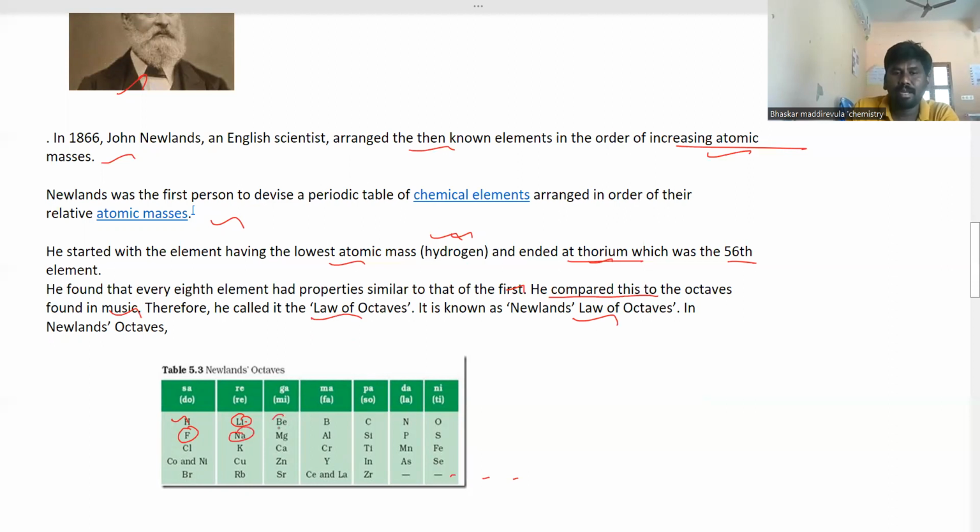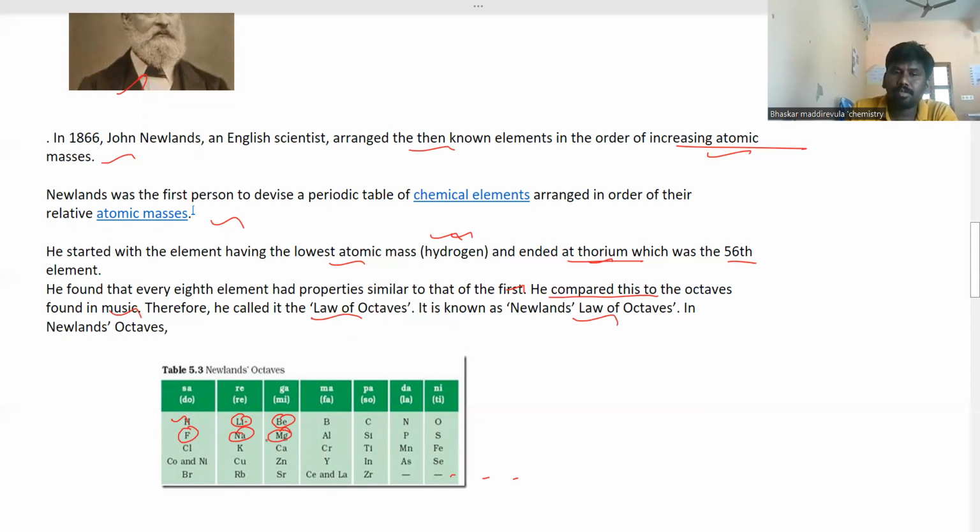In the same way, beryllium is the first element, you start from the first element, so its eighth element is magnesium. We found that every eighth element resembles the properties of the first element. So like this, he made a classification.